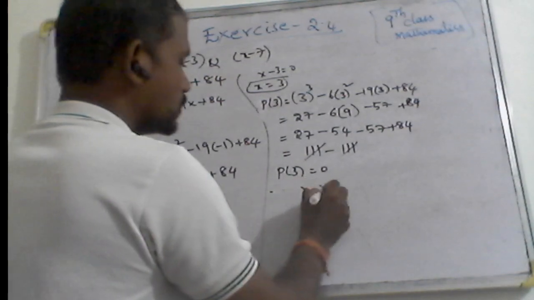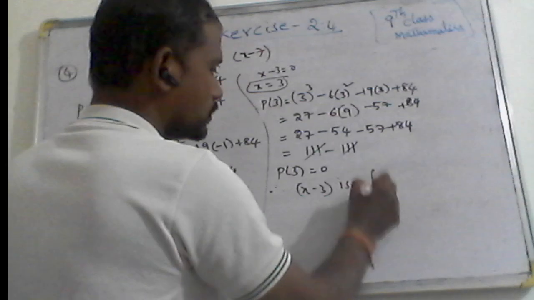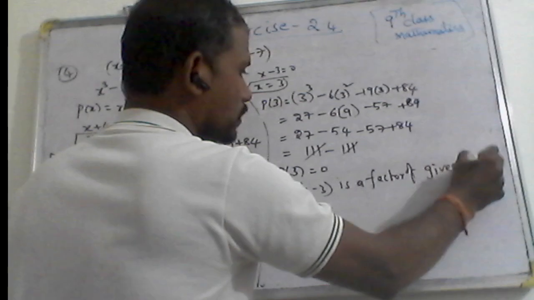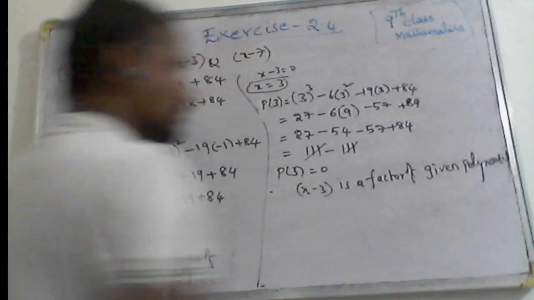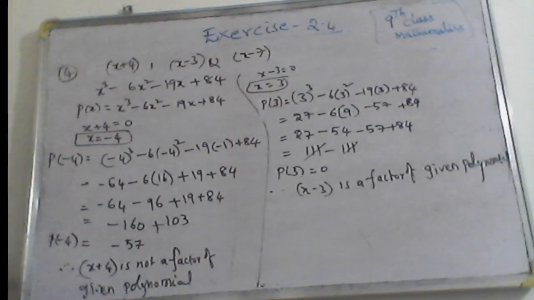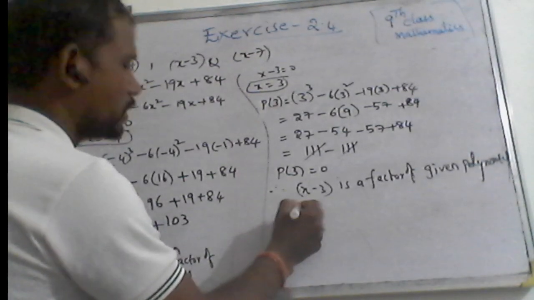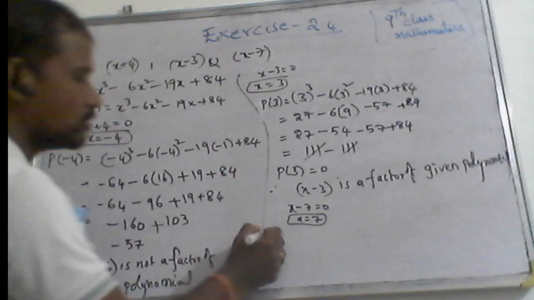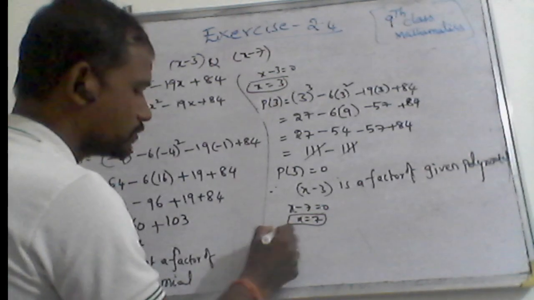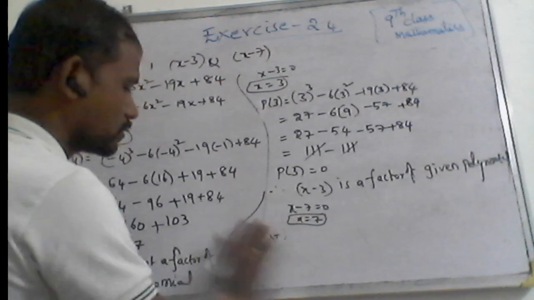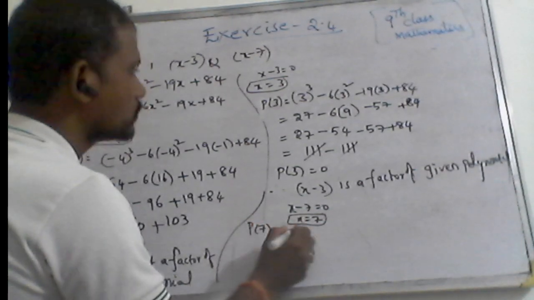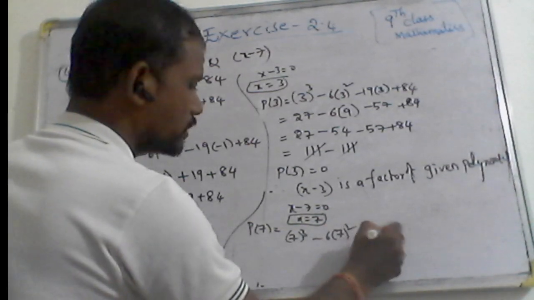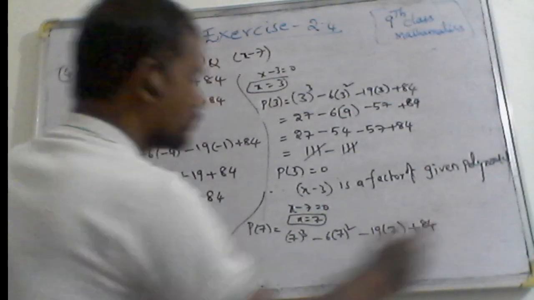Therefore x minus 3 is a factor of the given polynomial. Next one, x minus 7 equal to 0, x equal to 7. So substitute this value. P of 7 equals 7 whole cube minus 6 into 7 whole square minus 19 into 7 plus 84.